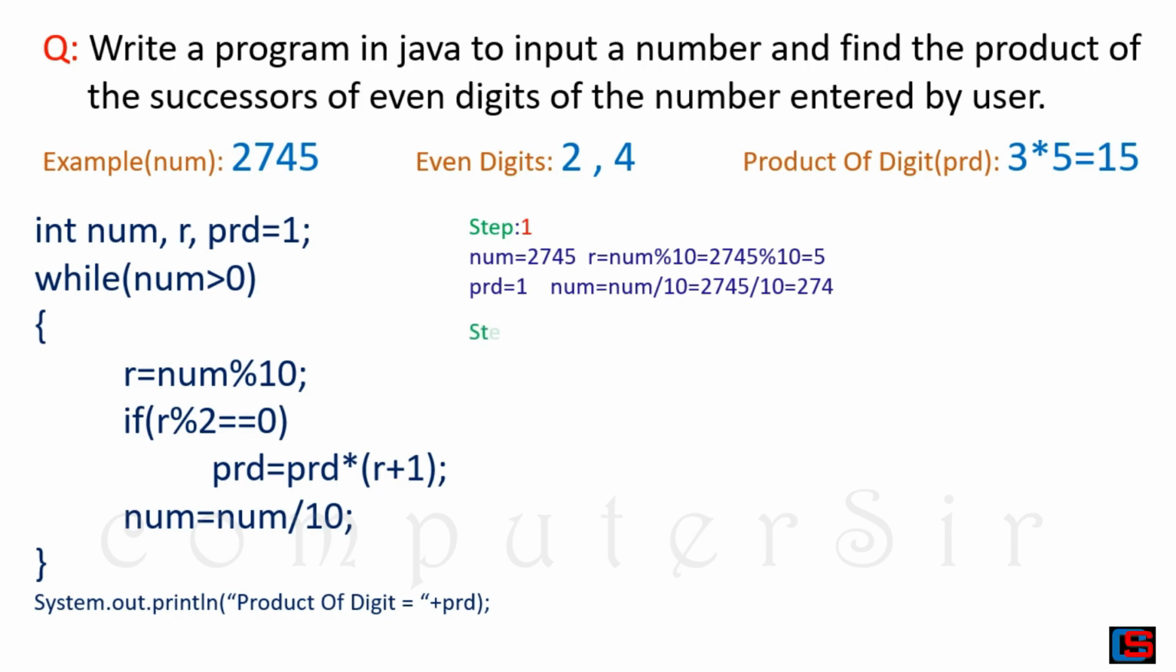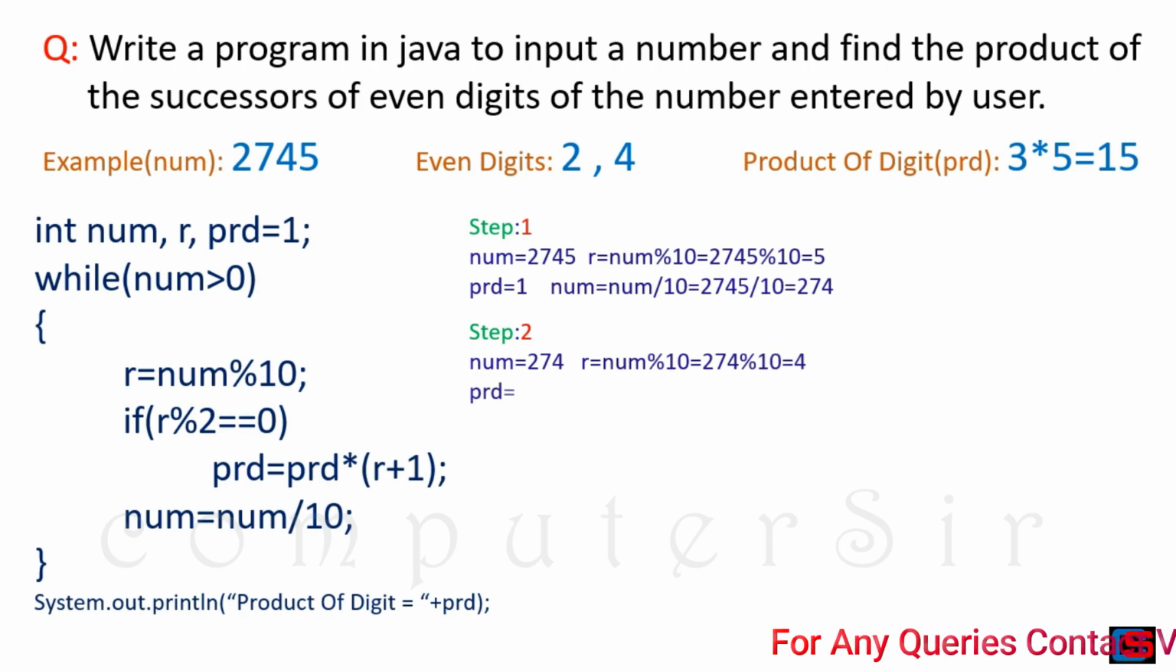In step 2, the initial value of the num variable is 274, and r becomes num modulo 10, so 274 modulo 10, and the value of r generated is 4.